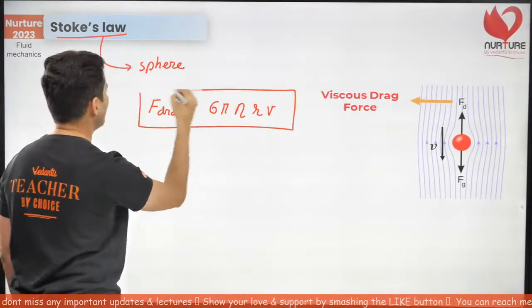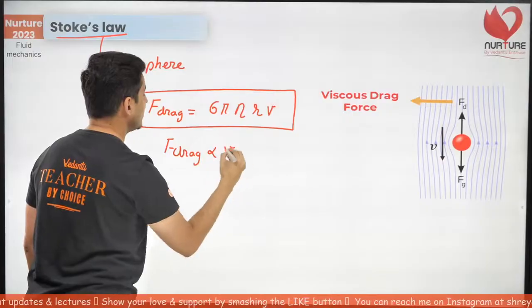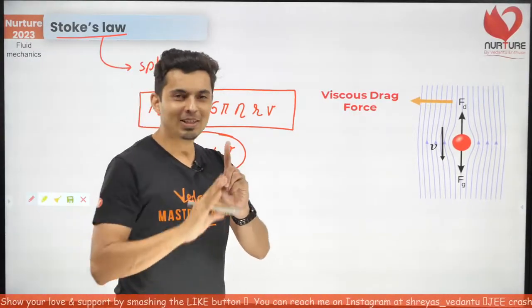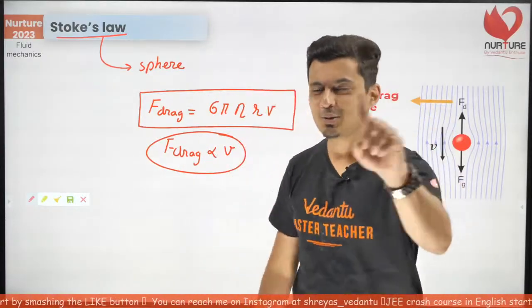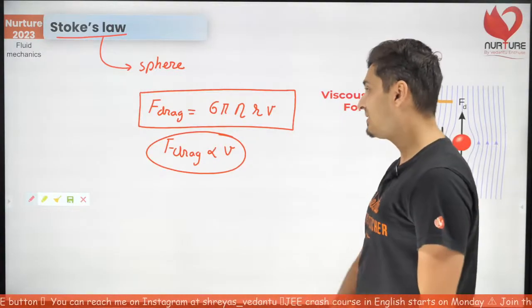Very important formula. Basically, the drag force is proportional to velocity. Very, very important. It's not constant. If velocity increases, force increases. Velocity decreases, force decreases. It's proportional to the velocity. Very, very important. Why is the drag force there?